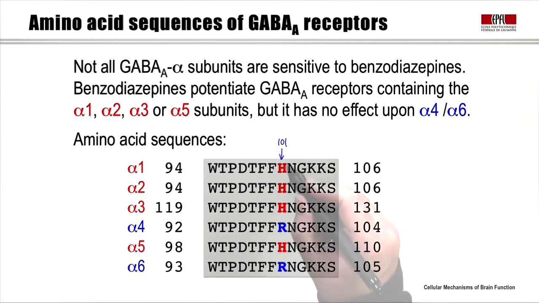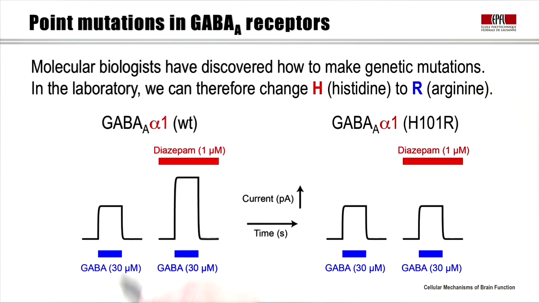So we can take the alpha 1 or the alpha 2 subunits and change this histidine to an arginine and now see, does that make a difference to the benzodiazepine effect? Now, the molecular biologists have figured out how to make changes to the amino acid sequence of GABA A receptors, and they've also figured out how to express them in heterologous systems.